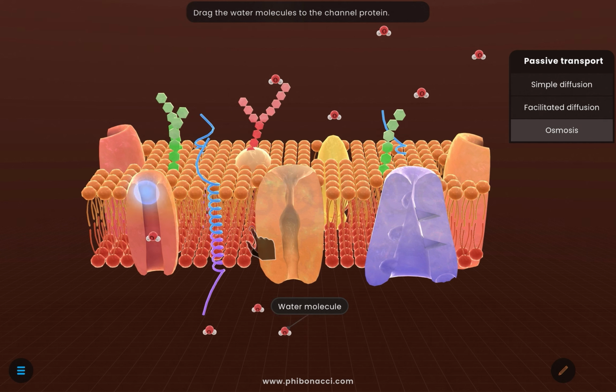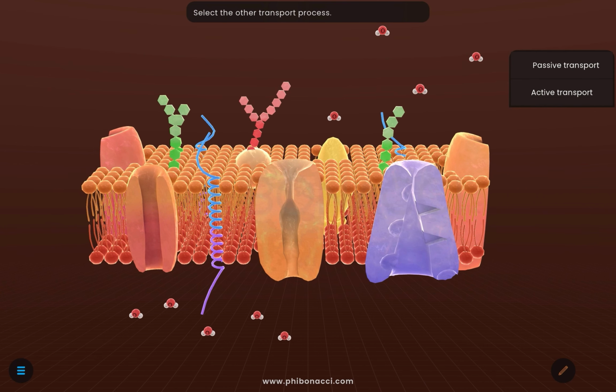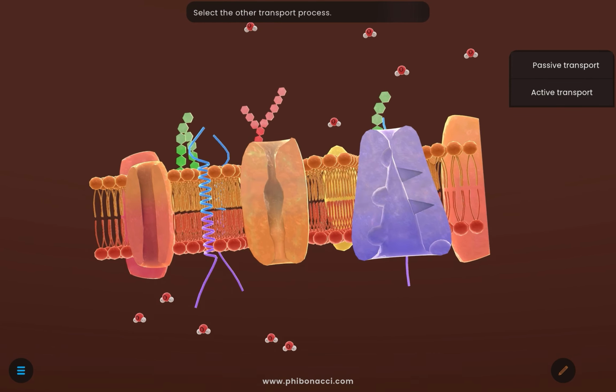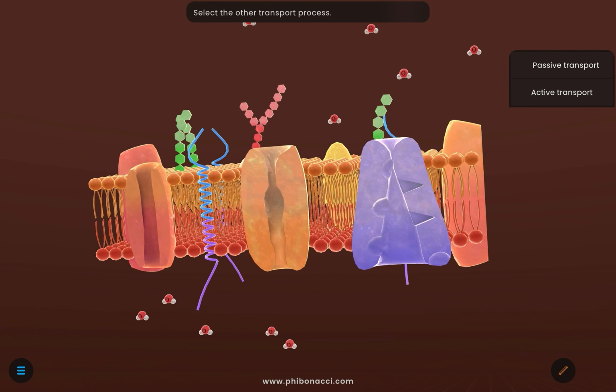So you see, and again the transfer would take place till the concentration on both sides is equal. So now the concentration of water molecules is equal on both sides, right? And thus this process is completed. Now, that was about passive transport. It involves simple diffusion, facilitated diffusion, and the osmosis process.